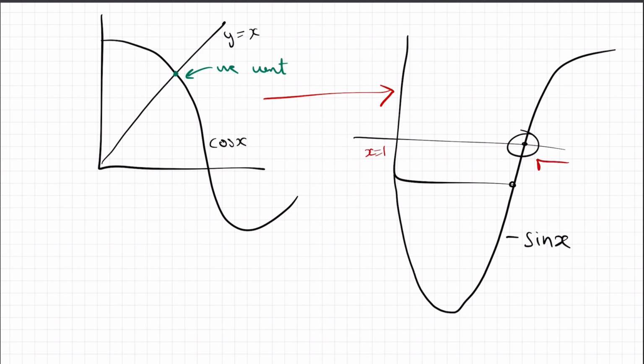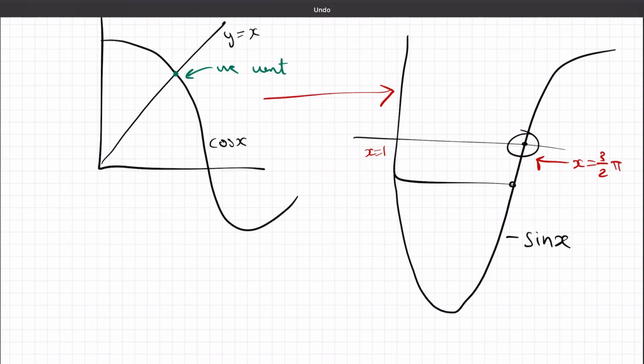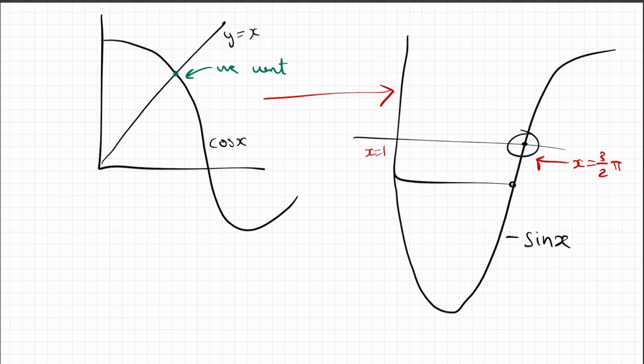And this x, this is just x equals 3/2 pi. So this is the wrong x. We want this x. And hopefully this makes sense. You can't really differentiate both sides because it's just going to turn the equation into a completely different equation.